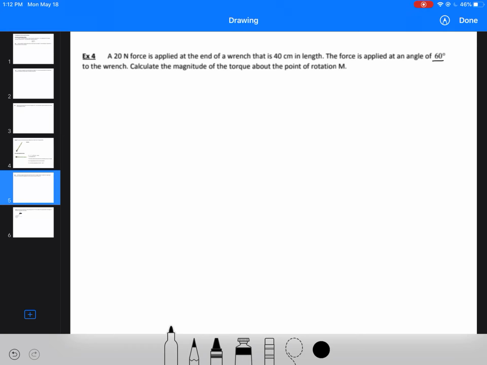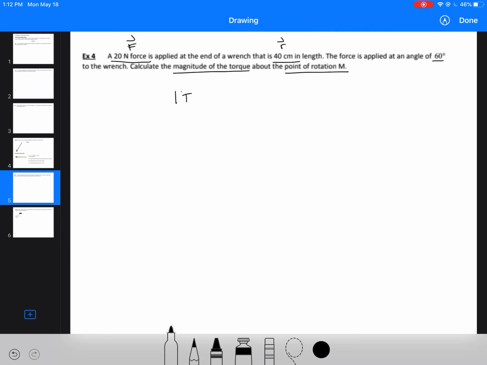So let's put that into practice. We have a 20 Newton force applied at the end of a wrench that is 40 centimeters in length. So this is going to be our R. The force is applied at an angle of 60 degrees to the wrench. Calculate the magnitude of the torque about the point of rotation, M.